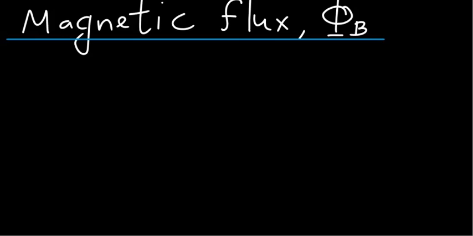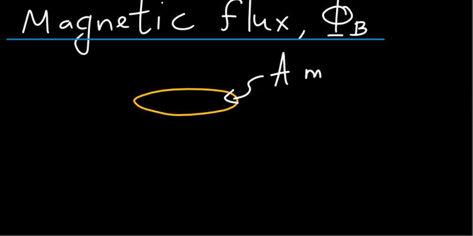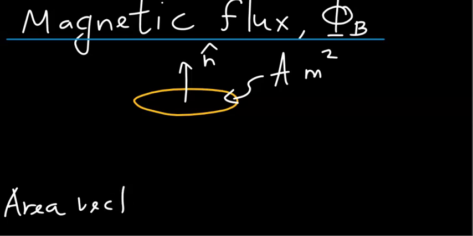Assume we have a circular wire loop, like that. The area of this loop is, let's say, A meter squared, and the normal vector to the plane of the loop is, let's call it n hat. So we can write the area vector for this loop as quite simply vector A, which is defined by the magnitude of that area times the normal vector.